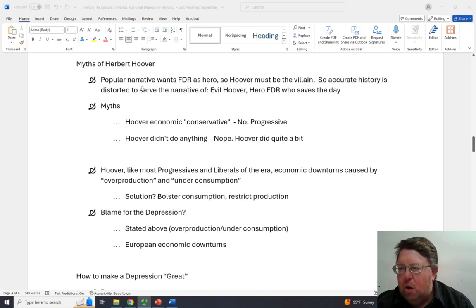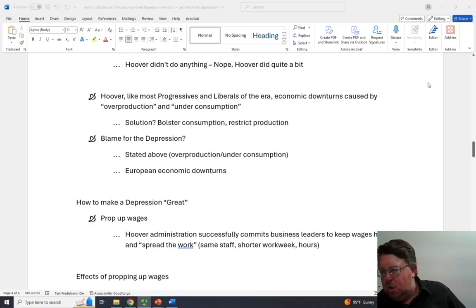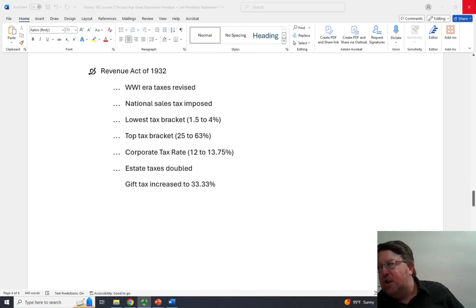So in the Herbert Hoover section, you'll start with myths of Herbert Hoover. You want to talk about the popular narrative: FDR is the hero, so Hoover is the bad guy. Secular history has distorted the narrative, and so I'm trying to correct it for you. And that's what I want you to deal with on the test, is kind of what's the more accurate version of Herbert Hoover. Okay? And so you just go through and talk about each one of these things.